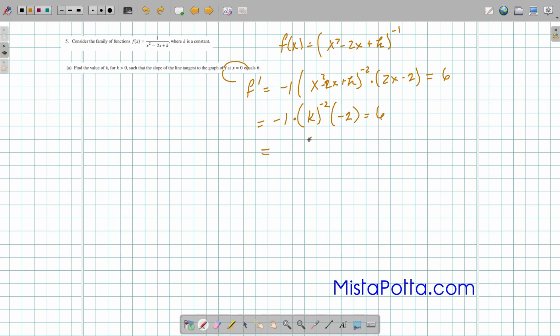So I've really got 2 over k squared equals 6, or 2 equals 6k squared, or k squared equals 2 over 6, and k is the principal square root of 2 over 6. Now I could say it's the square root of 1/3. No reason to do so. You can do it if you want to. You don't get extra points if you do the math. You just lose points if you do it wrong. So that's part A.